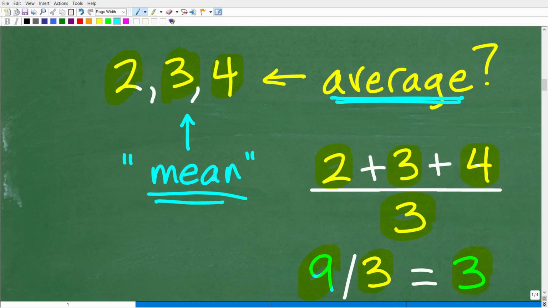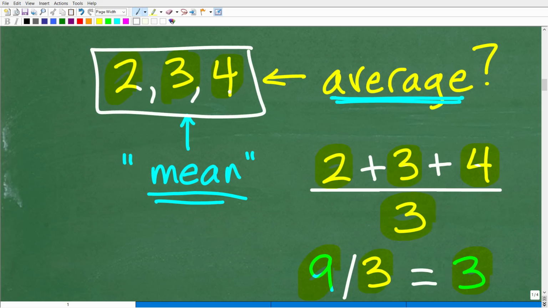All right, so this is how we find the average. If you have a bunch of numbers and you want to find the average, we need to add them up and divide by how many numbers. Okay, if you understand that, then that's all you need to really figure out this problem. And let's go ahead and take the next step.